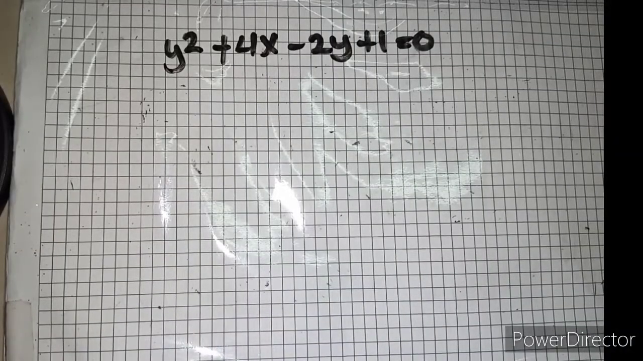Okay, so let's have example number 2. We need to graph this equation. We have y squared plus 4x minus 2y plus 1 is equal to 0. So, para ma-graph natin the equation na to, we need to find the standard form, the vertex, and the value of our p. Okay, so first step for this equation is we need to isolate.